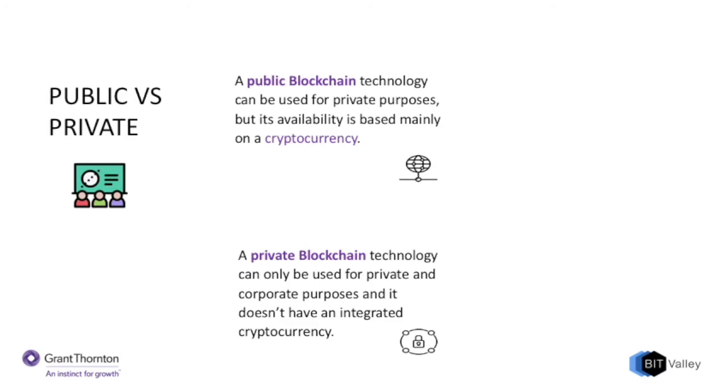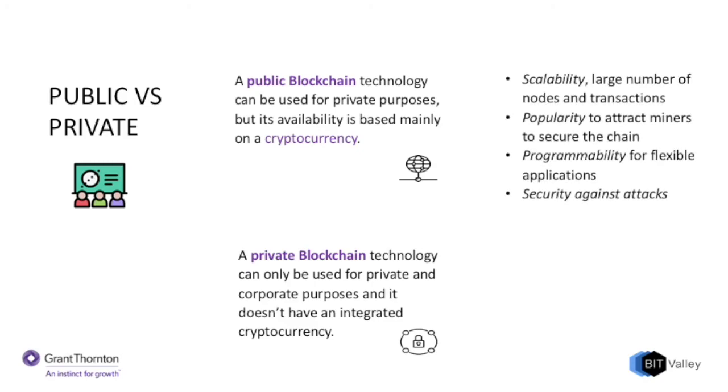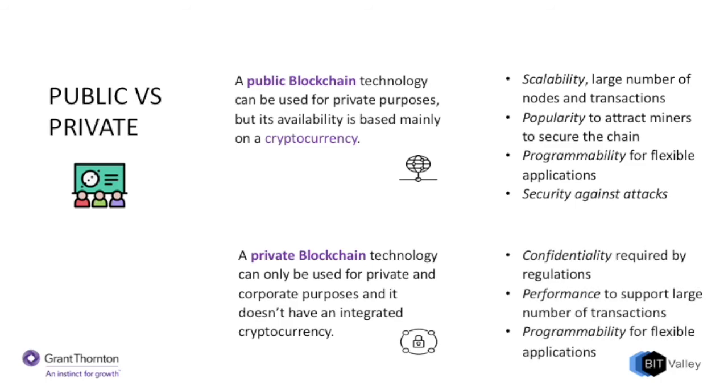A private blockchain is a technology that can be used only for private and corporate purposes. It has three main characteristics: confidentiality, required by regulations; performance, to support a large number of transactions; and programmability, for flexible applications.